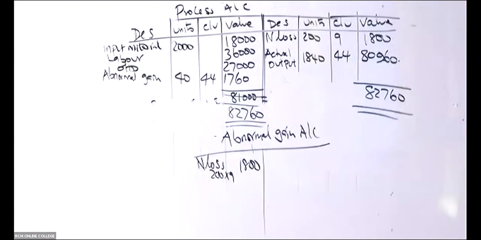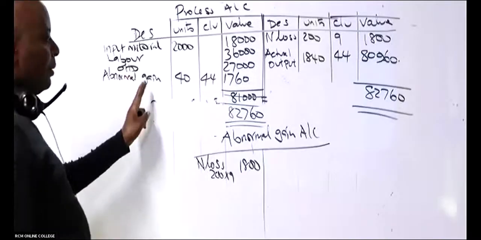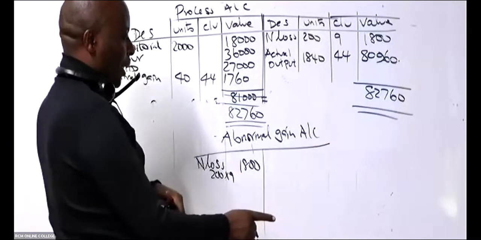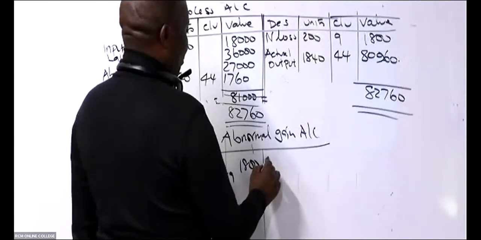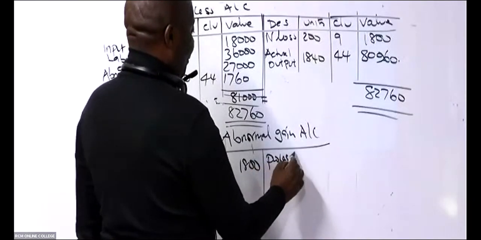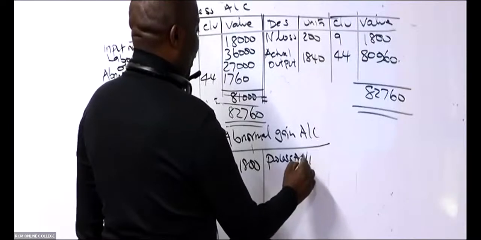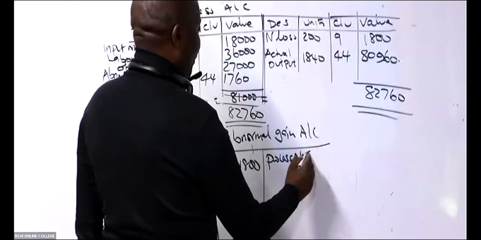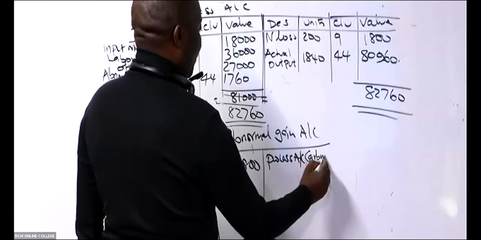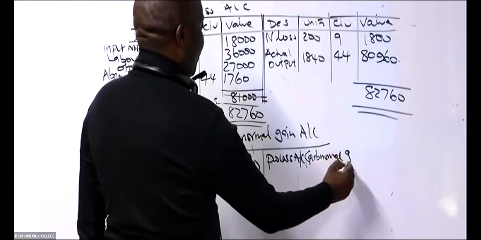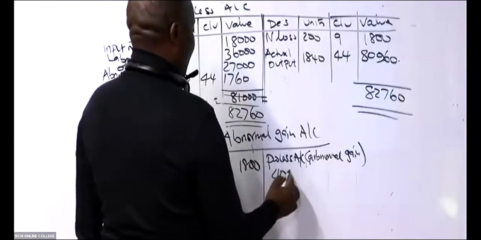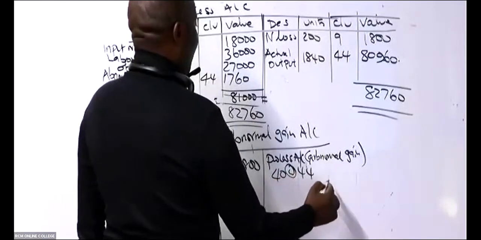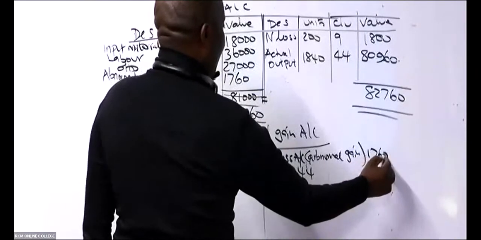And then we have abnormal gain. It's debited here. So it shall be credited. All right. So we have here from the process account, abnormal gain. It is 40 at 44, giving us 1760. Great.